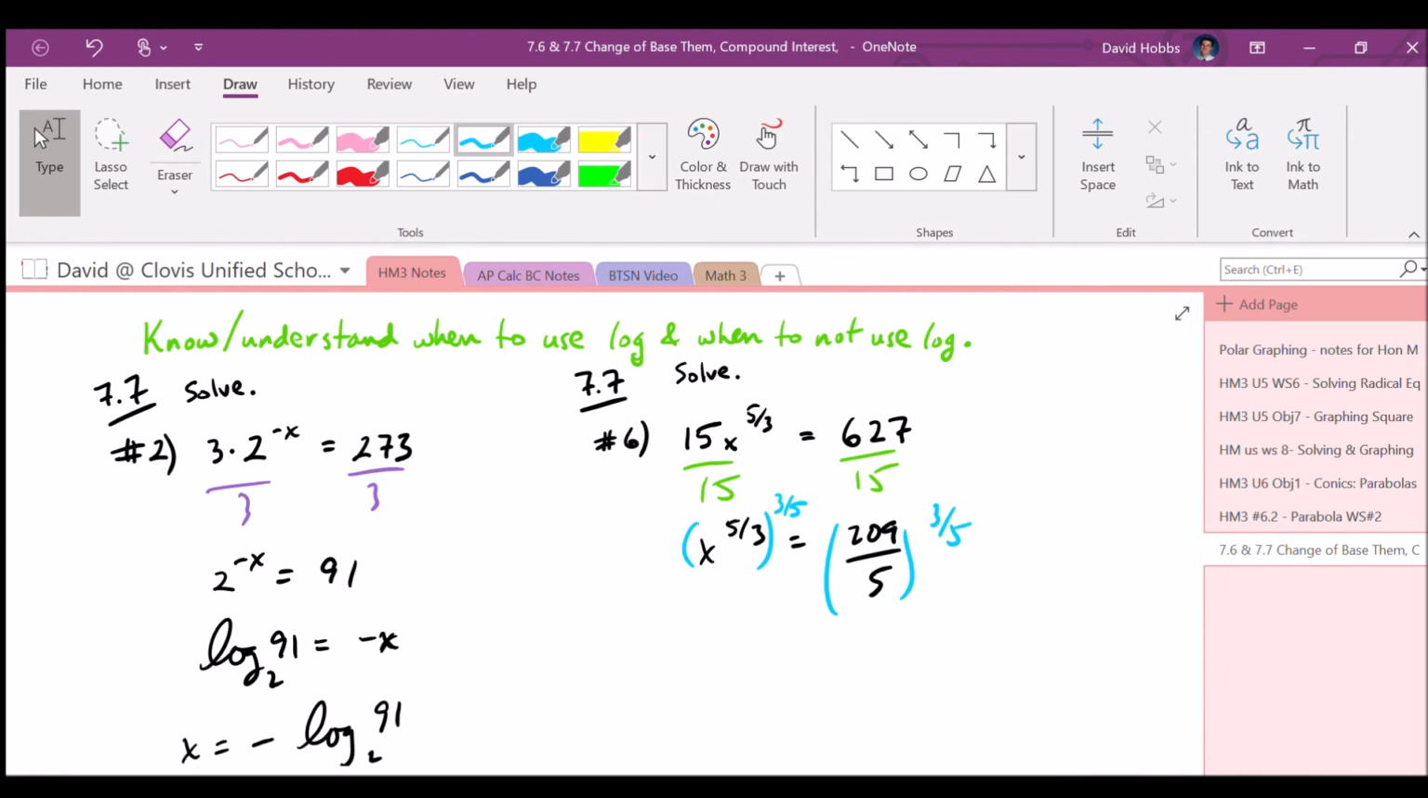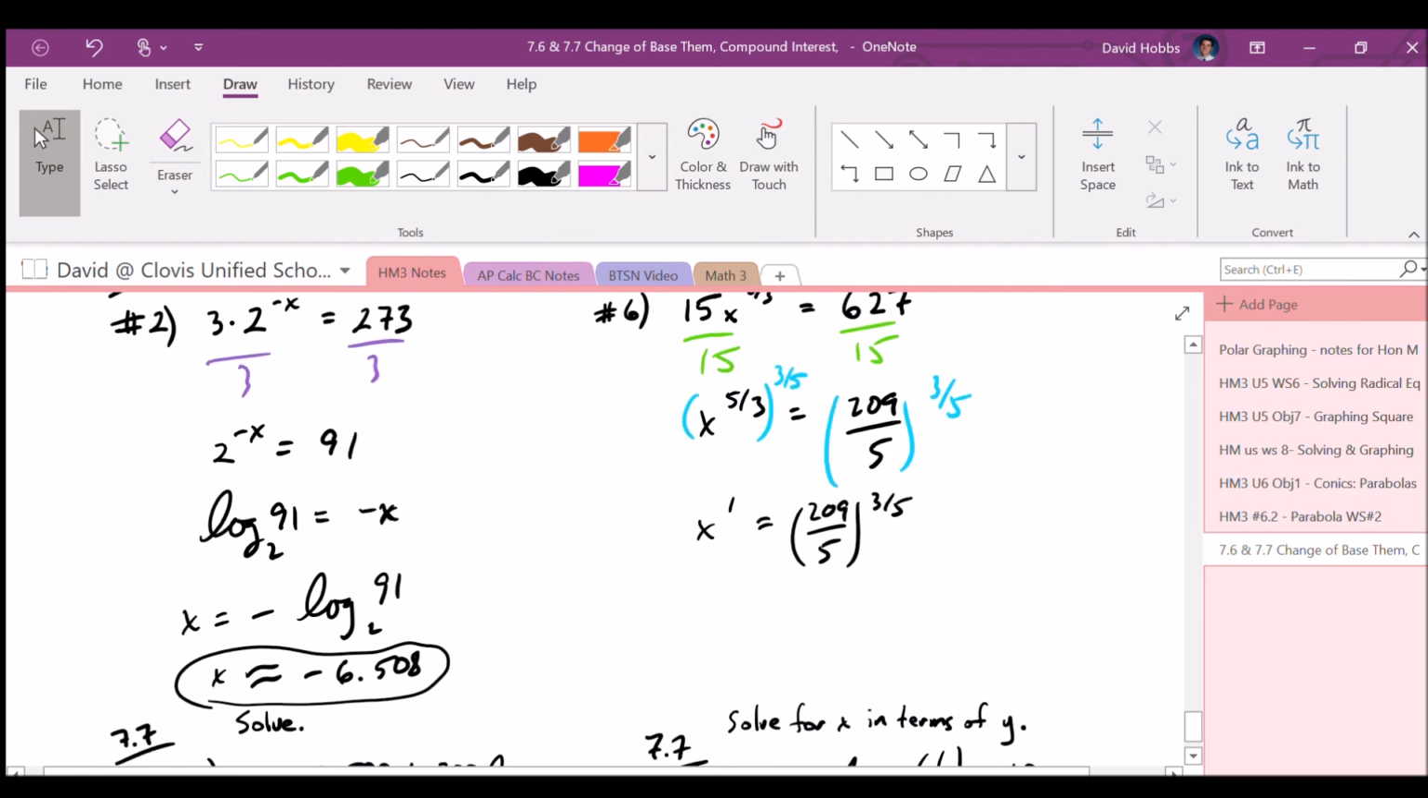And so now what do we do with the exponents here on the left side? I'm multiplying, so I get x to the 1st, which is x. And so it's 209 divided by 5 to the 3/5 or 0.6 power. Now, without scientific calculator, that's all you can do because we're not going to be doing 5th root and then cubing it kind of stuff.